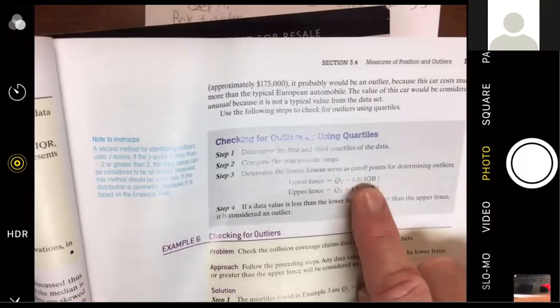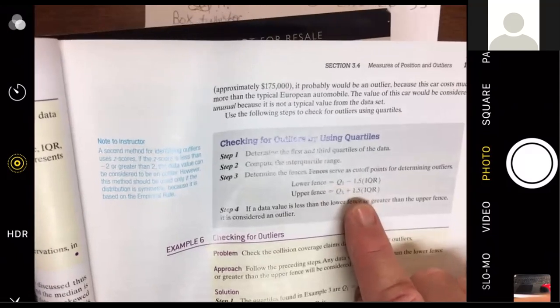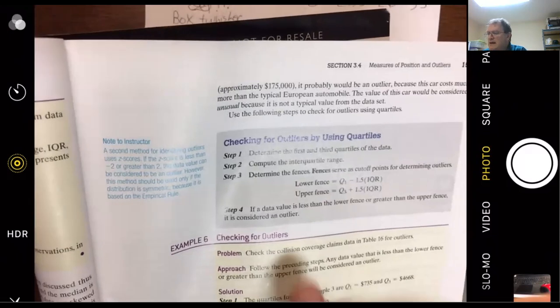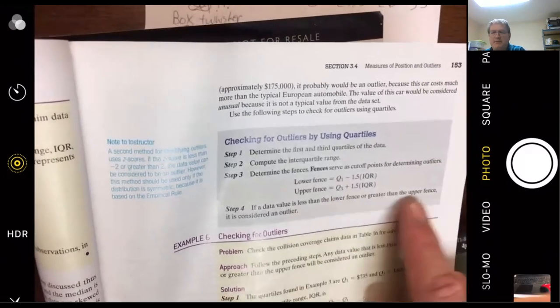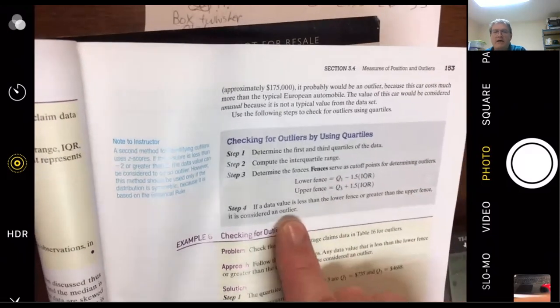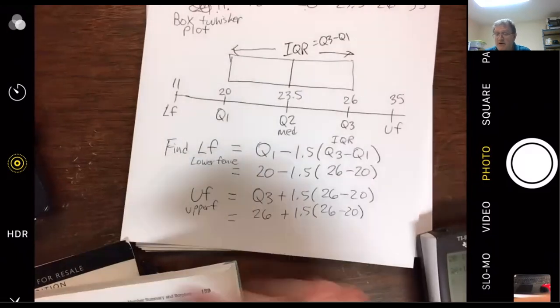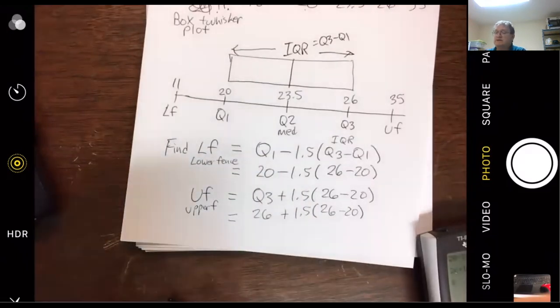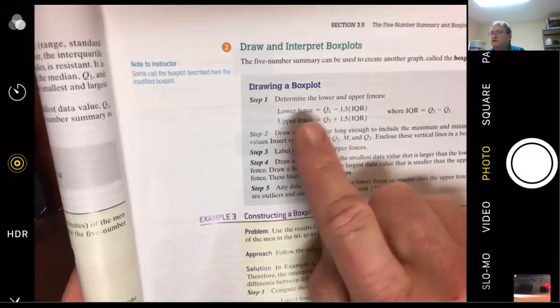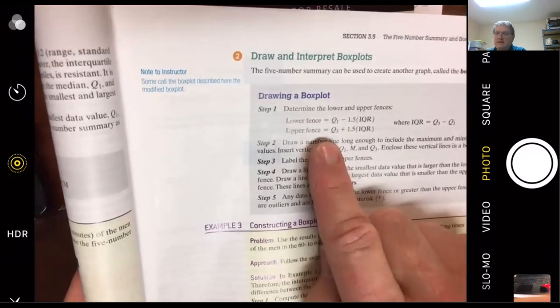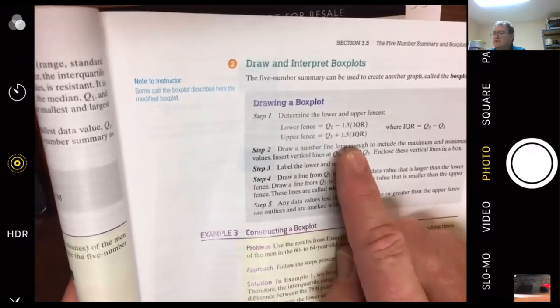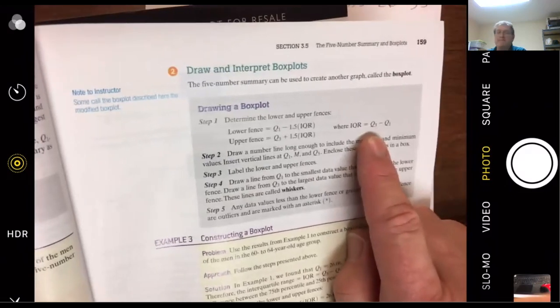Lower fence, upper fence. It establishes values where you can define outliers. If you're less than the lower fence or greater than the upper fence, it's an outlier. The second time they give it to you is in 3.5, they repeat it right here. Drawing these box plots, they'll tell you step one is to do the fences first. And they repeat the formulas, and they're repeating the IQR right there again.